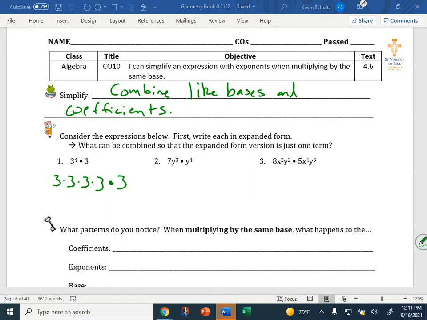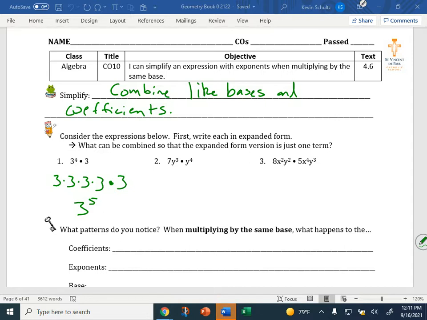How can we rewrite that to be simpler? Mackie? 3 to the 5th. Okay? And you can clearly see that when you write it out in expanded form, like, yeah, I've got 5 3s that are all being multiplied together. That's the definition of 3 to the 5th power. Okay? Let's look at number 2.